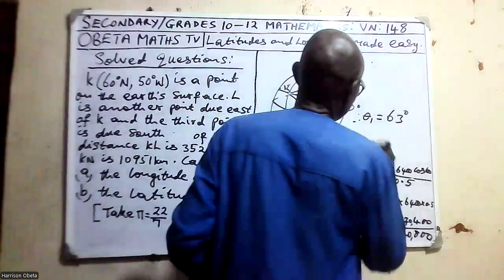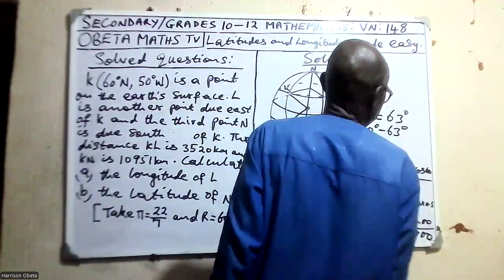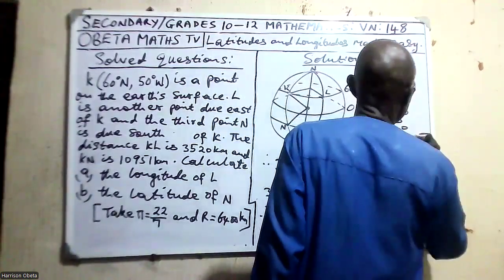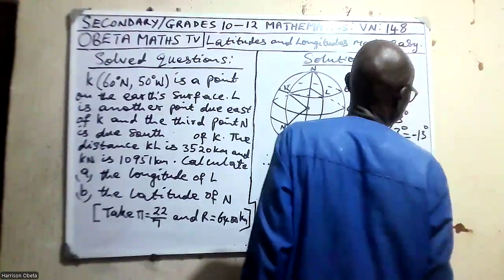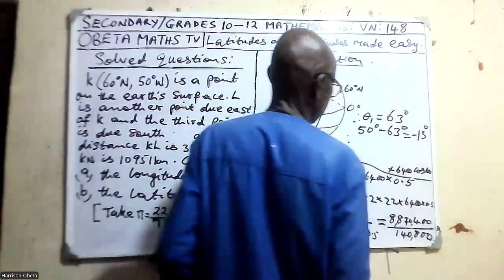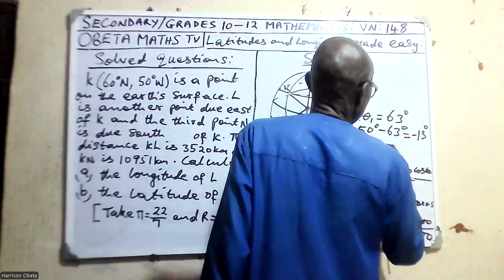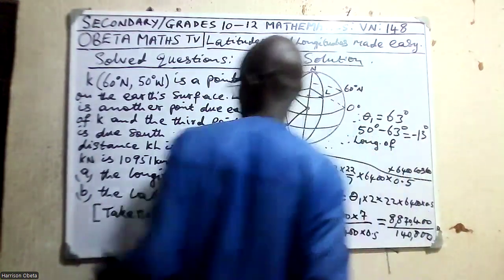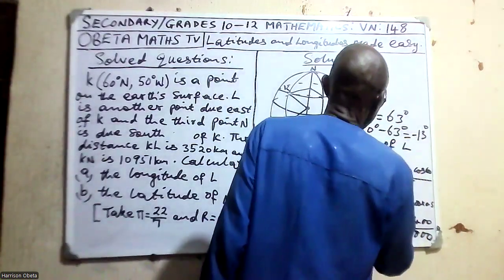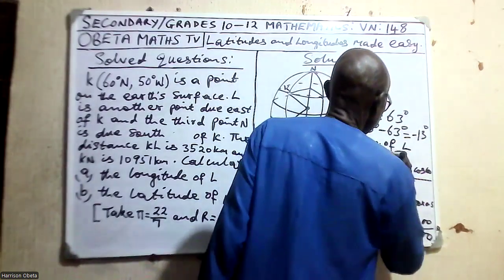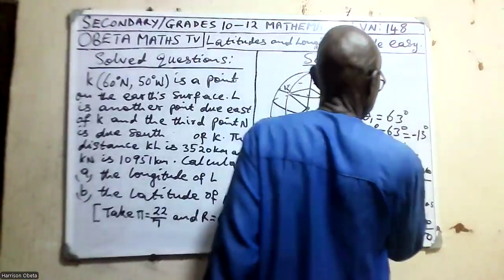So we are now going to have 50 degrees minus 63 degrees. And definitely this will give us minus 13 degrees. And that means that the longitude of, because we have to find the longitude of L, therefore longitude of L is equal to 13 degrees east. And that is the answer to that.